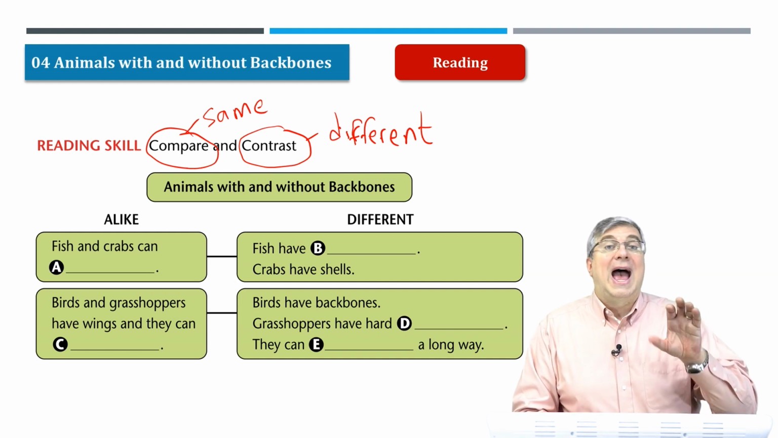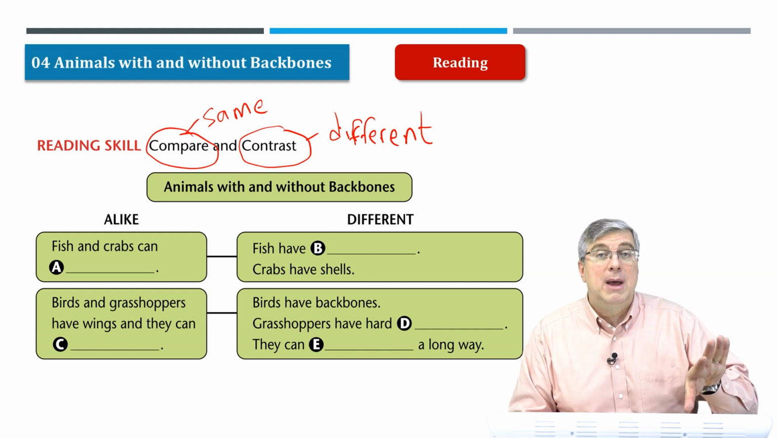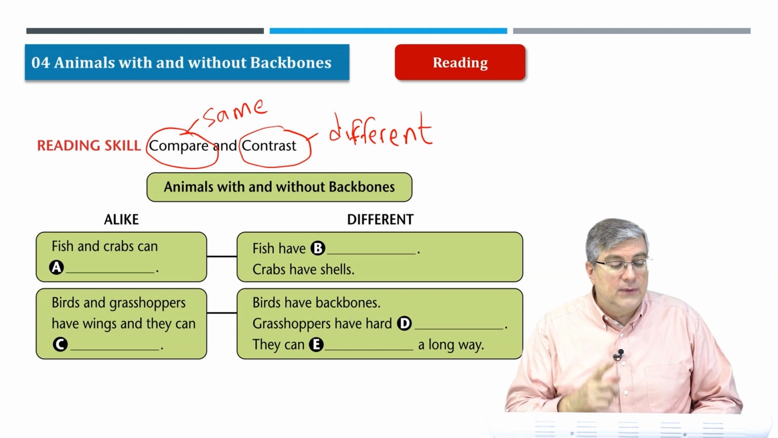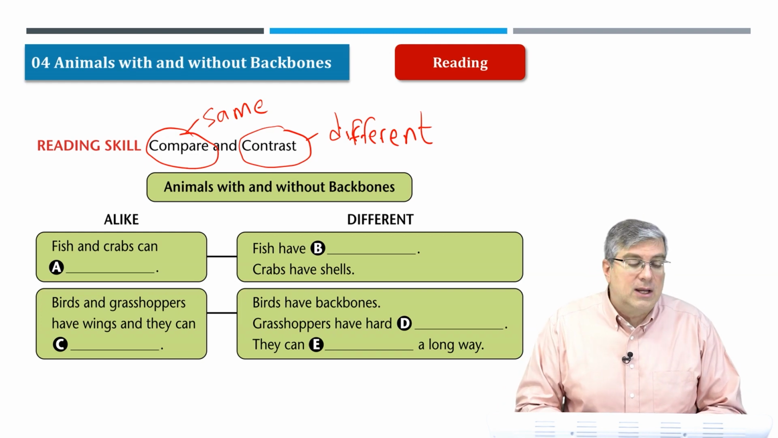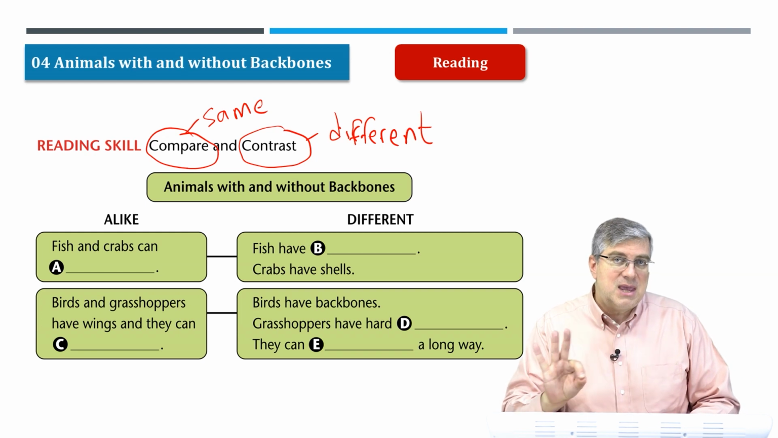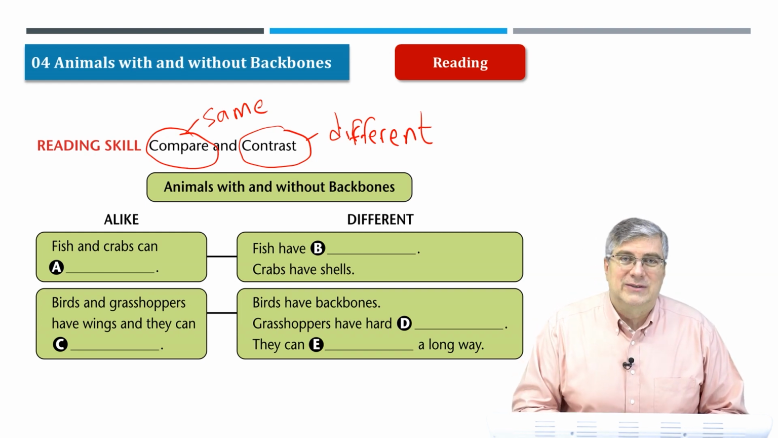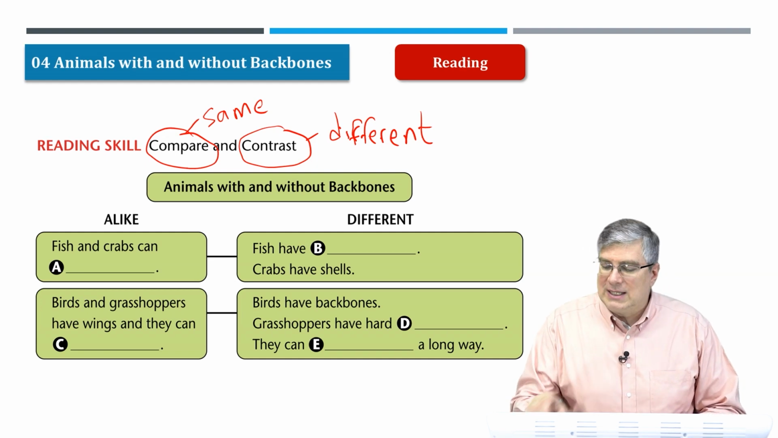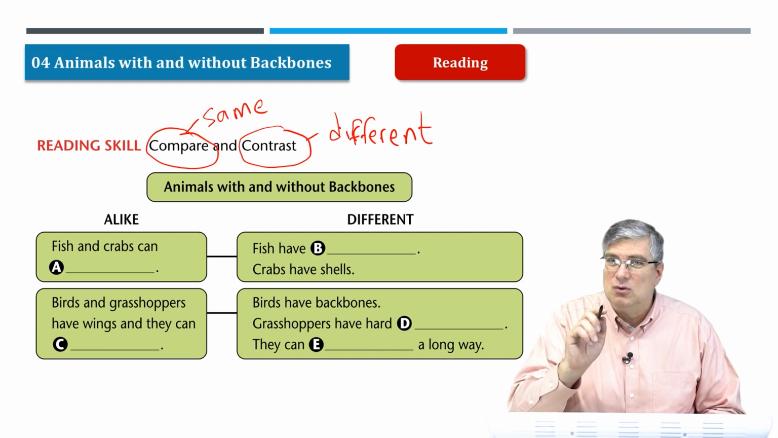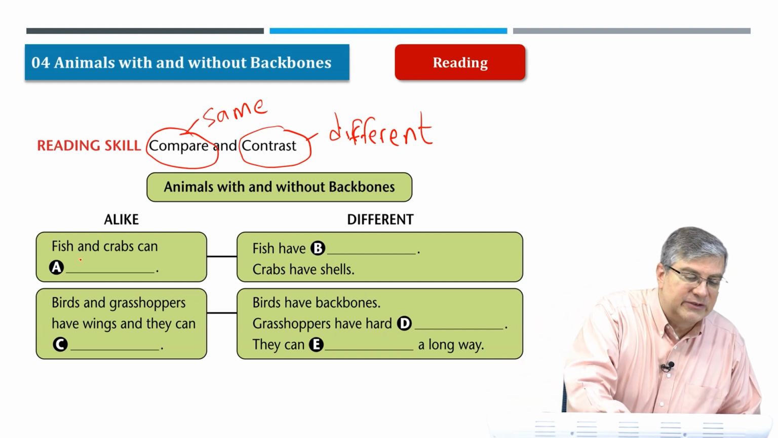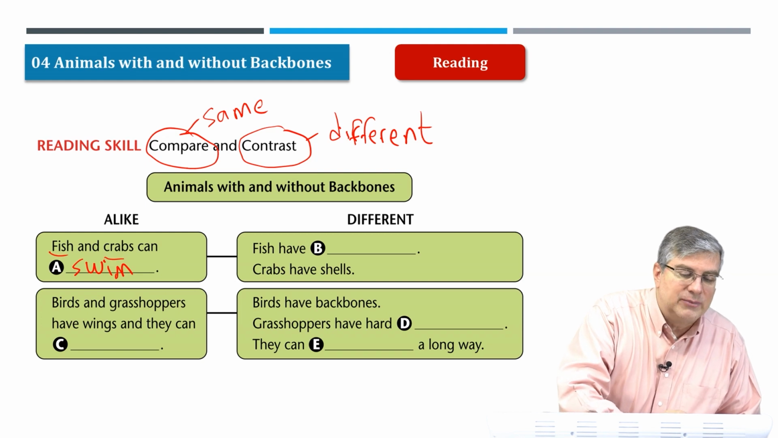So how are they the same? How are they different? Okay, let's take a look. So first, under alike, we see fish and crabs can swim. Okay, so in the reading passage, what did it say about fish and crabs? It said that both of them can do what? Swim. Both of them can swim in the water. So that's how fish and crabs are alike.